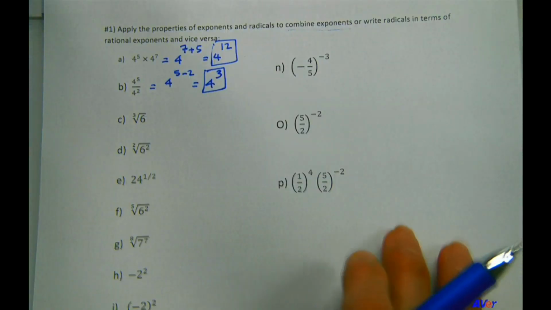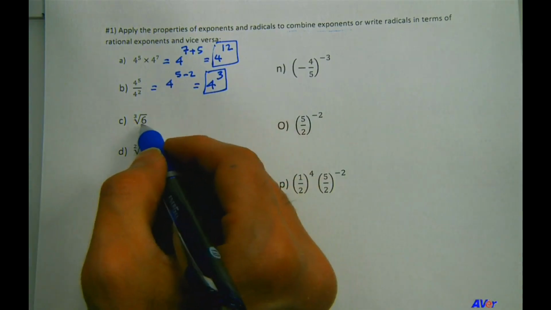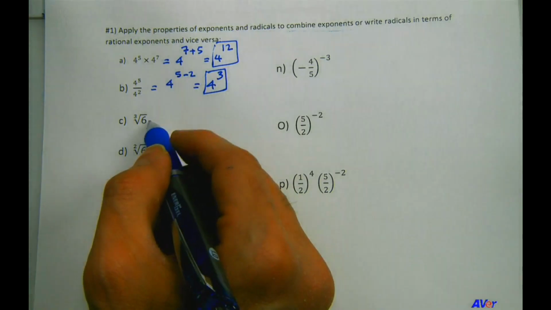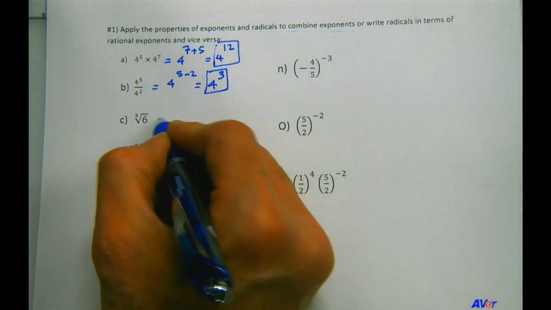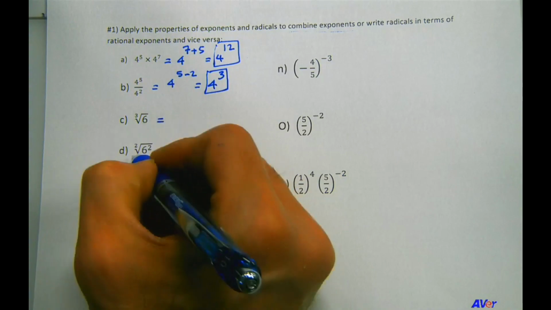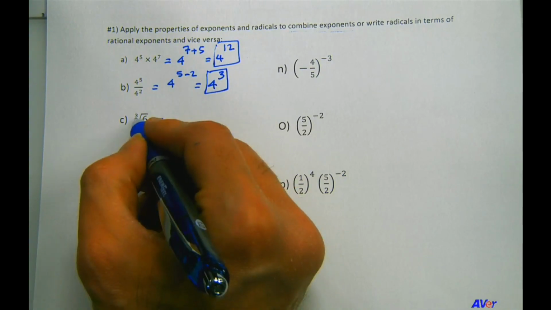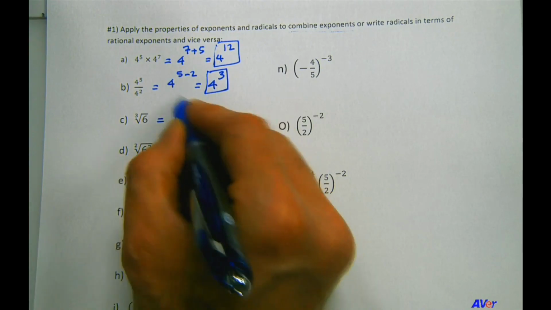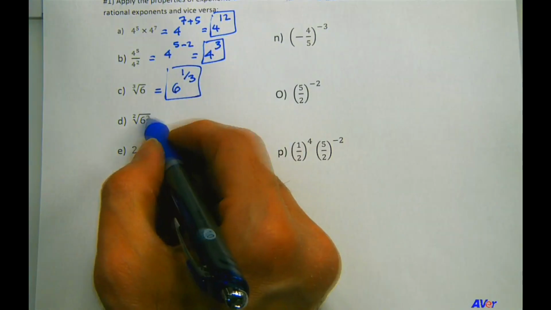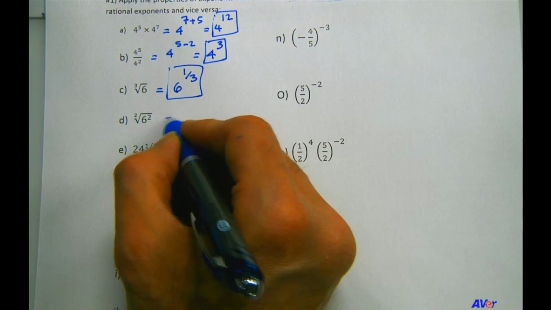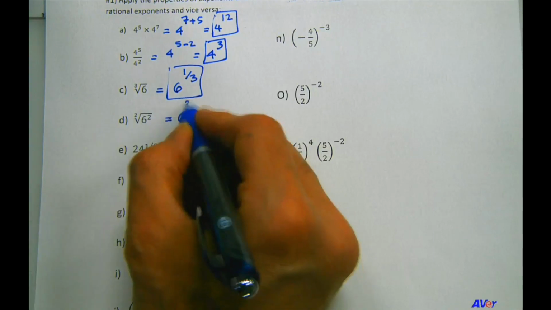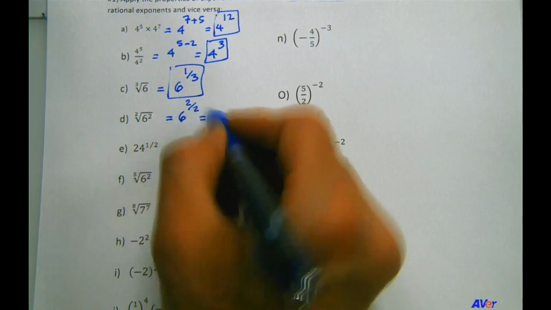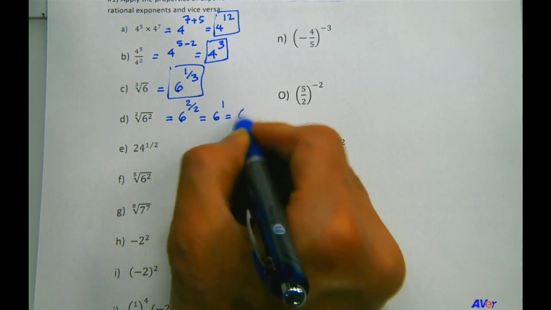Okay. This one is written in radical expression form. We want to rewrite it in fractional exponent form, right? What's the power on the inside? It is 1. And the index of the radical, or the root, is 3. So we say 6 to the 1 over 3 power, like that. Okay. This one, another radical expression. Let's write it in terms of a rational exponent. So 6 to the 2 over 2 power, but 2 over 2 power is 1, which means 6.